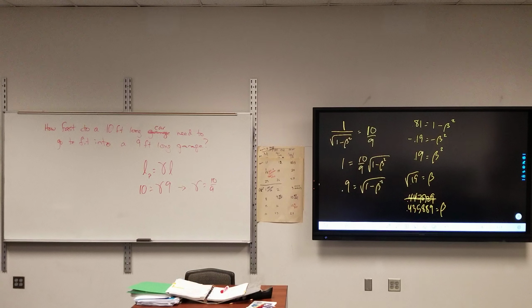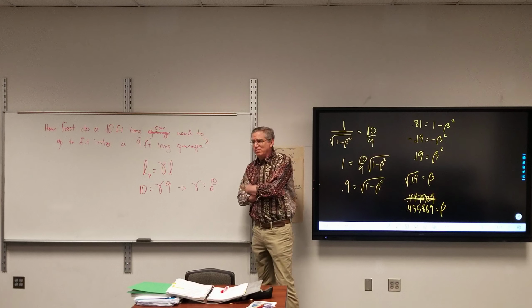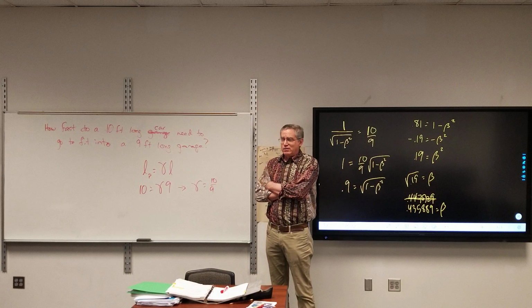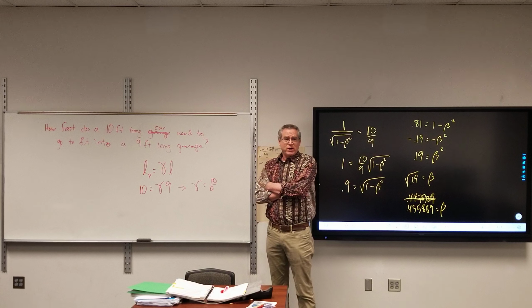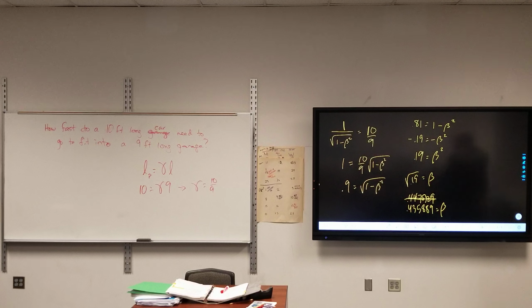I have a question. When we say a 9-foot long garage, do we mean the car is 10 foot wide? Or are we going in sideways? A 10-foot long car, so headlight to taillight, it's 10 feet long. Okay. So the only way you could fit in there is to shrink somehow. And you can do that with relativity. Unfortunately, from one point of view, the car shrinks, from the other point of view, the garage shrinks. So we need to somehow resolve this.